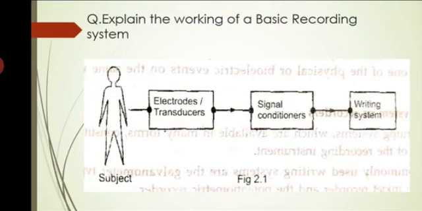So in this first we will see the working of a basic recording system. This one is the block diagram of the basic recording system. In this, the first block is electrodes or transducers, second is signal conditioner, and third is the writing system.